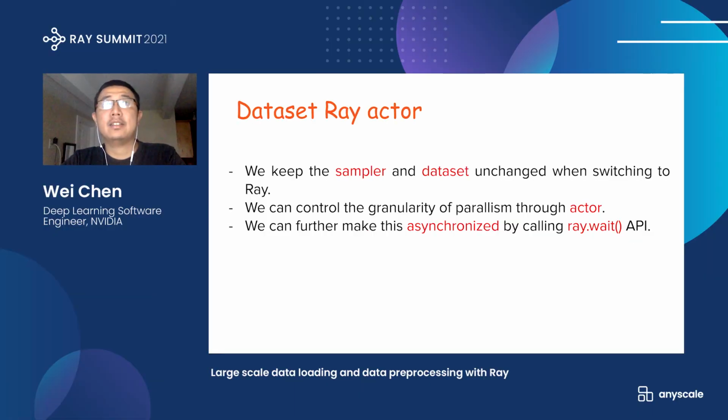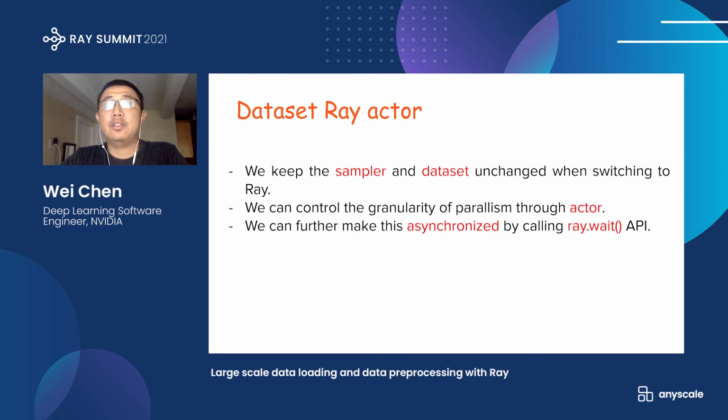So these dataset Ray actors give us a lot of benefits. First of all, the most important part is that we can keep the sampler and datasets unchanged when switching to Ray. That's because our sampler and datasets include a lot of details and a lot of external libraries, and we don't need to deal with issues like one of the libraries not being compatible with Ray, and it turns out everything works well. And second, we can control the granularity of parallelism through actors. Right now, we are doing the parallelism at the dataset level.